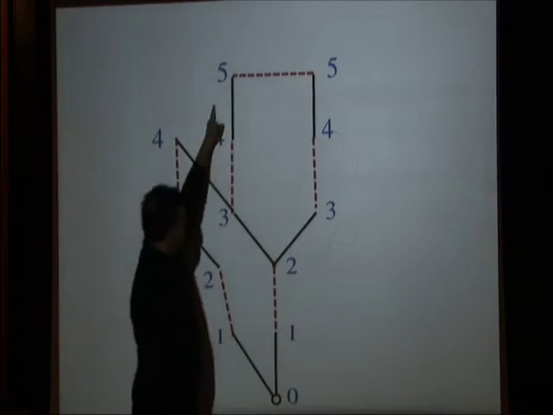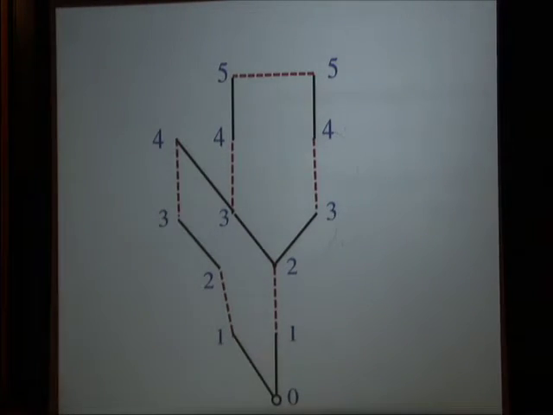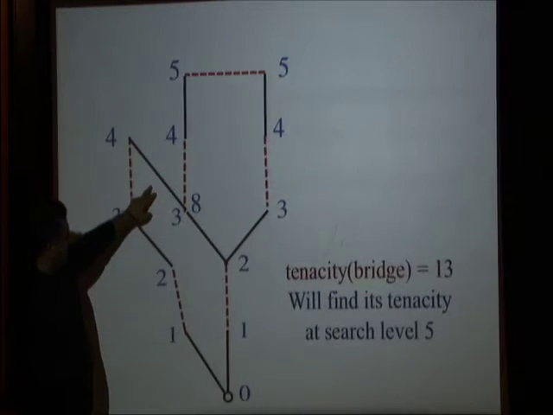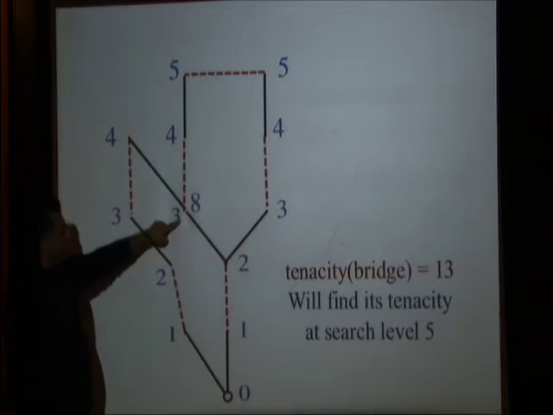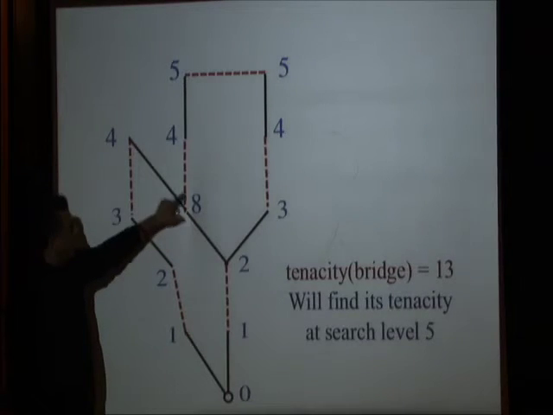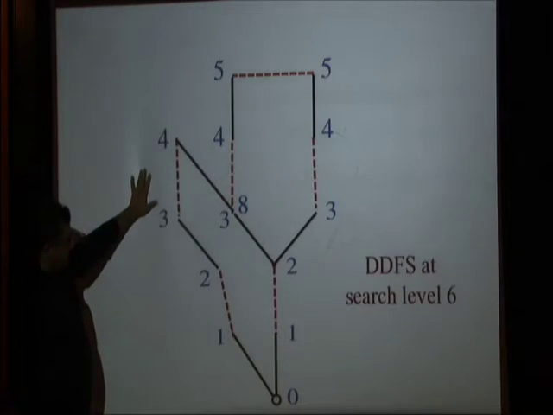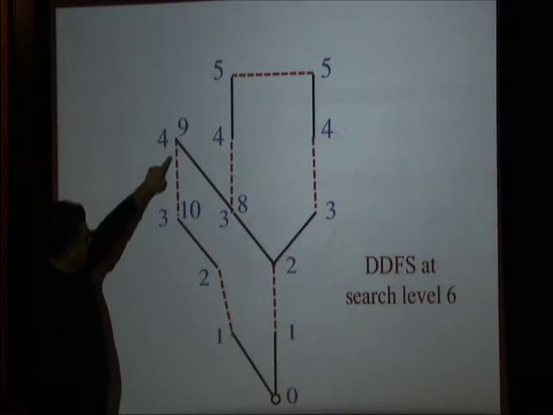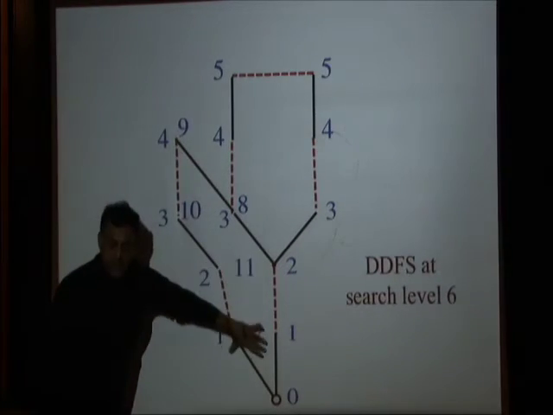Because you can come and give max levels to these guys or come and give max levels to these guys, right? And so it's a bridge. And its tenacity is 13, 4 plus 8 plus 1. When will we find it? Well, at 5, we'll find this 8. So, and 13 minus 1 over 2 is 6. So we are ready for it at 6. And at 6, when we do double depth first search, we will give max levels 10, 11, and 12.